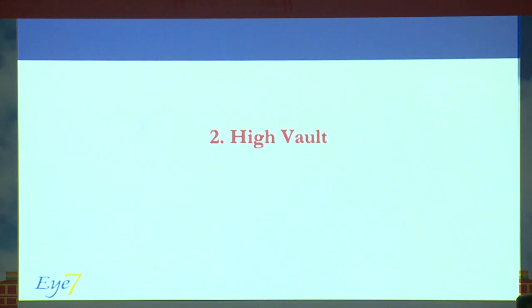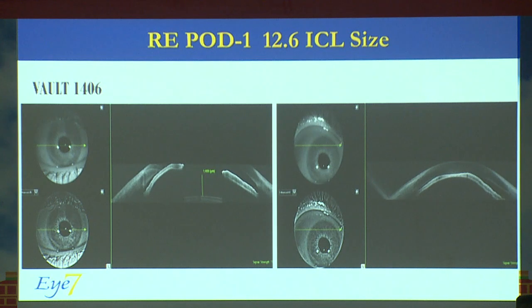We know 2 things about a high vault. That the vault decreases with time in ICL, and if it is a very high vault, it can cause its associated problems, the angle closure from the side and rise of secondary pressure.